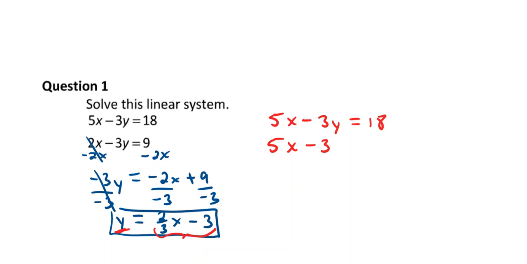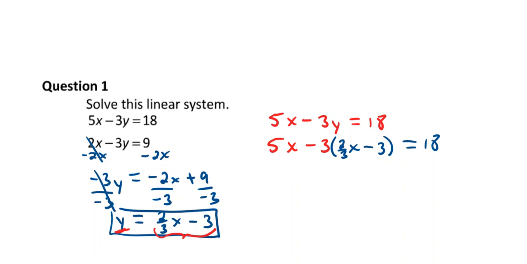So let's put that in. So instead of a y, we've got 2 over 3x minus 3. And then that's equal to 18. Okay. Now we're good, right? We've got everything in terms of x. There's no more y's there, so now we can just solve for x.